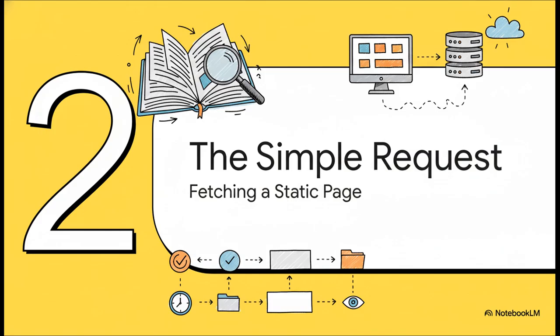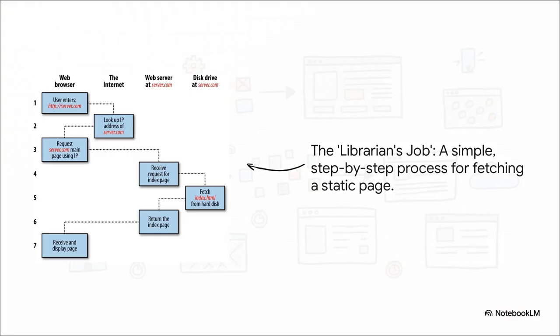So what did this librarian's job actually look like in practice? Well, the whole process was surprisingly straightforward. It was really just a straight line. You, the user, make a request. That request zips over to the web server, our librarian. The librarian finds the exact file it needs on its hard drive, the book, if you will, and just sends it right back to you. And that's it. A really clean, direct path from your request to the page you see.